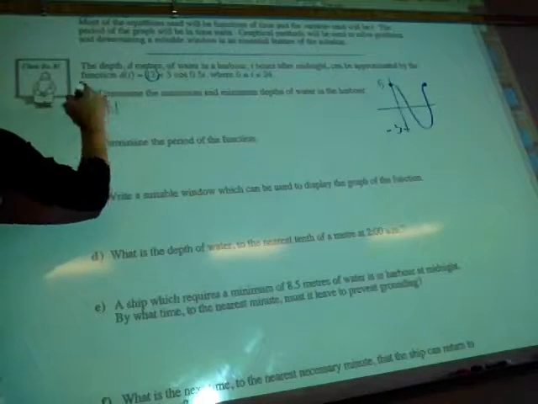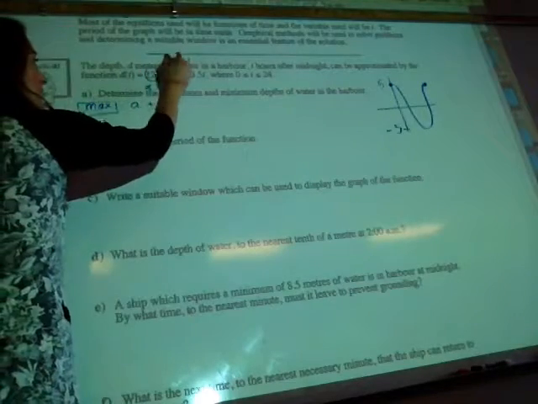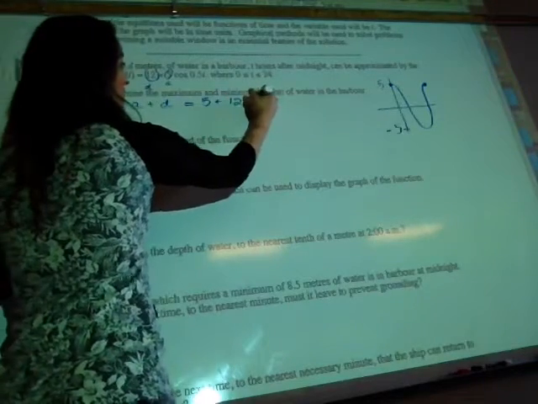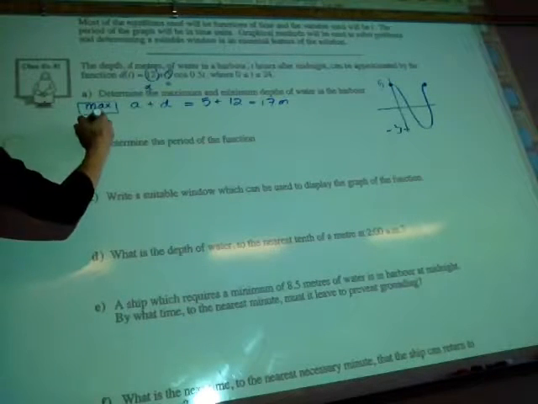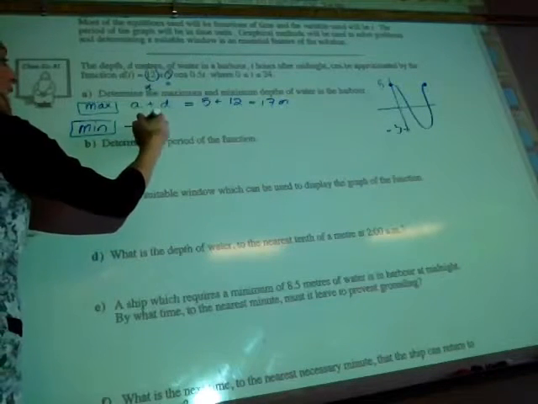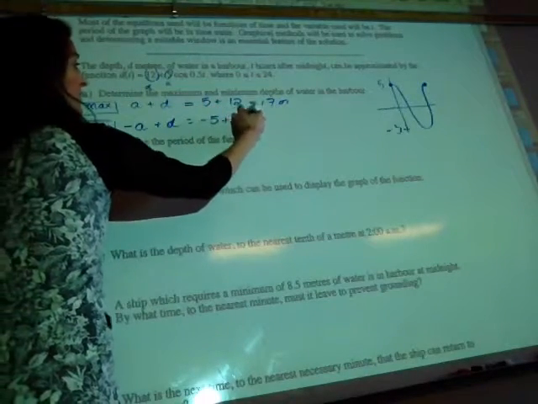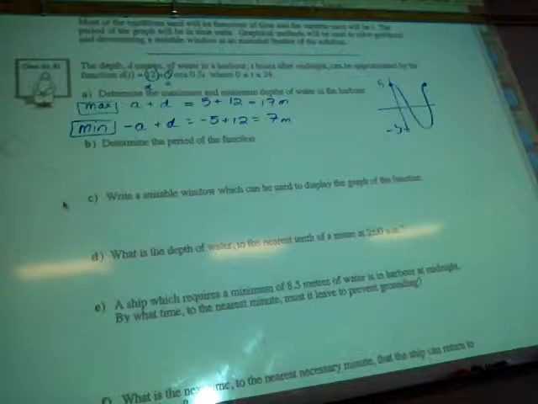So the max is given by a plus d in your equation, where this is your d and this is your a. So our a is 5, our d is 12. Add those together, we get 17 meters. And our minimum will be the negative value of our amp, so negative a plus the vertical displacement d. So we get -5 plus 12, and that gives us a positive 7 meters. So that's the max and min of our graph.